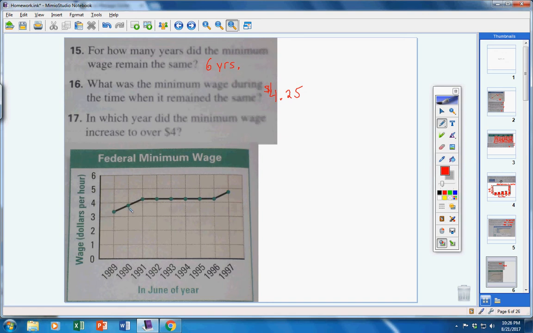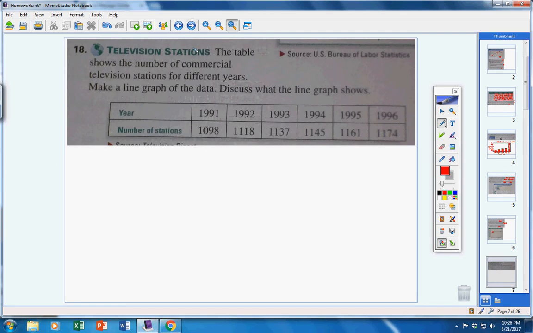In which year did the minimum wage increase to over $4? Well, let's see. In 1990, it was below $4. And in 1991, it went above $4. So in which year did the minimum wage increase to over $4? 1991. That was the first year it went above $4. In 1990, it was right here around $3.80. In 1991, $4.25. Alright. Okay, moving on to number 18, our last problem.